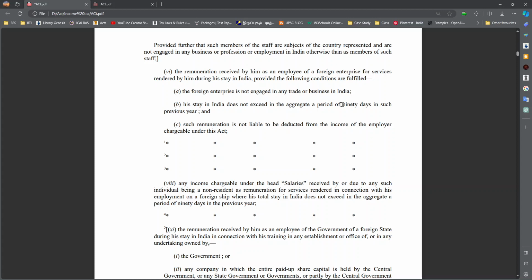His stay in India doesn't exceed the period of 90 days in a previous year. And such remuneration is not liable to be deducted from the income of the employer chargeable under the tax. Okay, so the three conditions for the remuneration received by him as an employee of the foreign enterprise: you are an employee of the foreign company, you are rendering service in India, provided that the foreign enterprise doesn't have any trade or business in India, no place of business, and the employee's stay in India does not cross 90 days. He is a non-resident, and such remuneration is not liable to be deducted from the income of the employer chargeable under the tax.